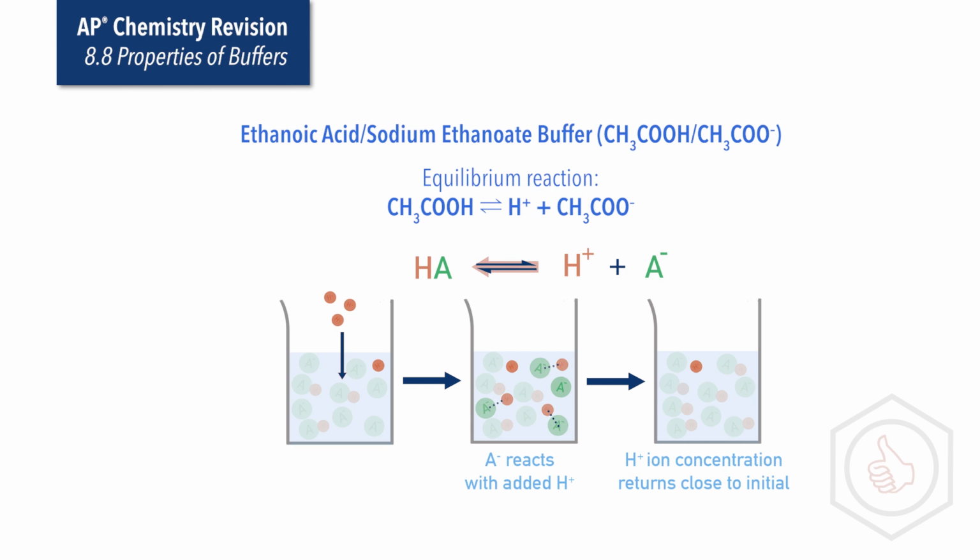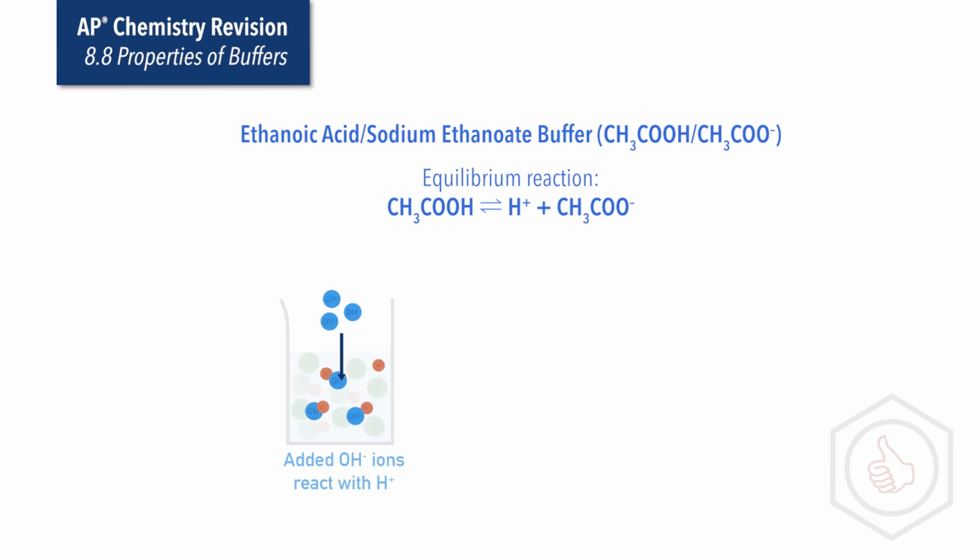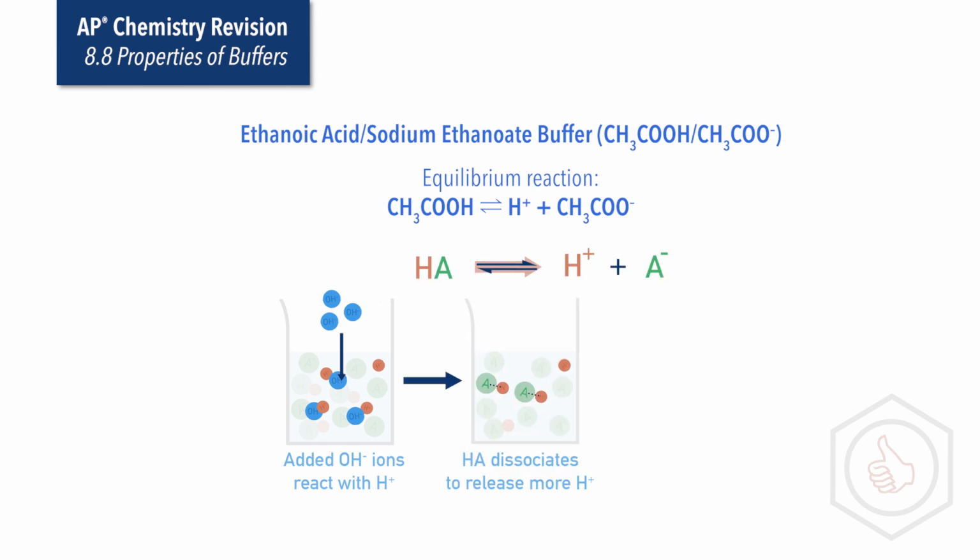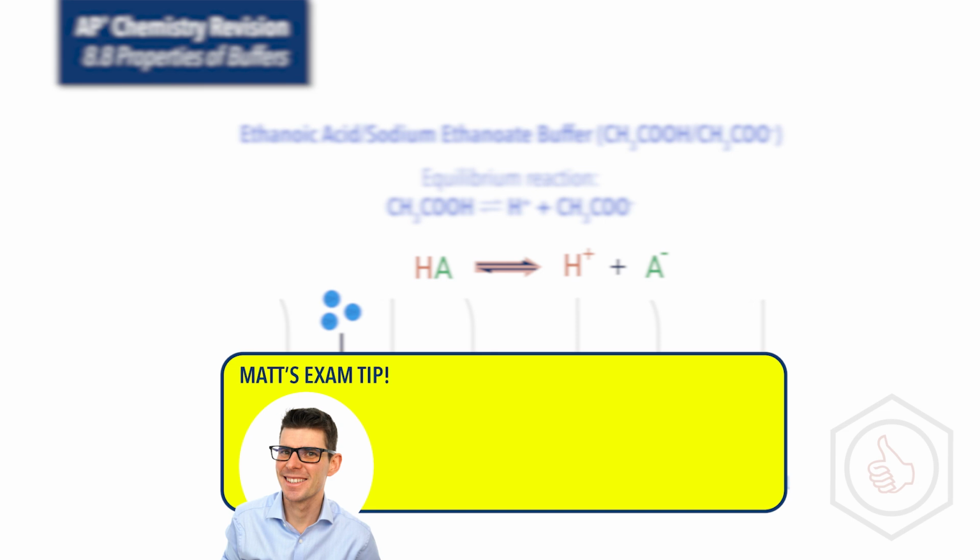Equally, when a base is added, OH- ions react with H+ ions in the solution to form H2O. This causes the position of equilibrium for the dissociation of HA to shift to the right. In other words, CH3COOH molecules dissociate more to replace the lost H+ ions. This means the concentration of HA decreases slightly and the concentration of A- increases slightly, but again the concentration of H+ ions remains nearly constant, the same as it was before the OH- ions were added, meaning its pH remains nearly constant.